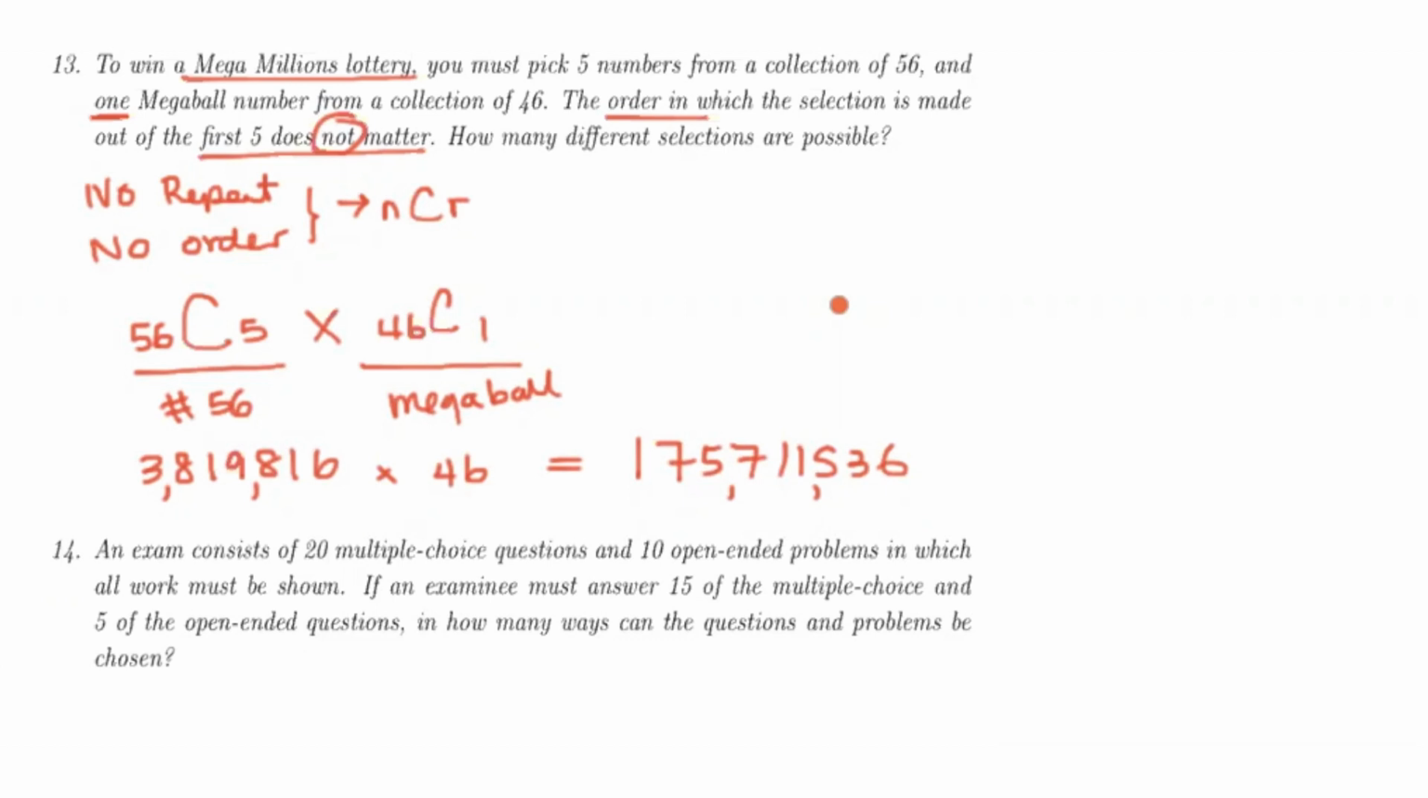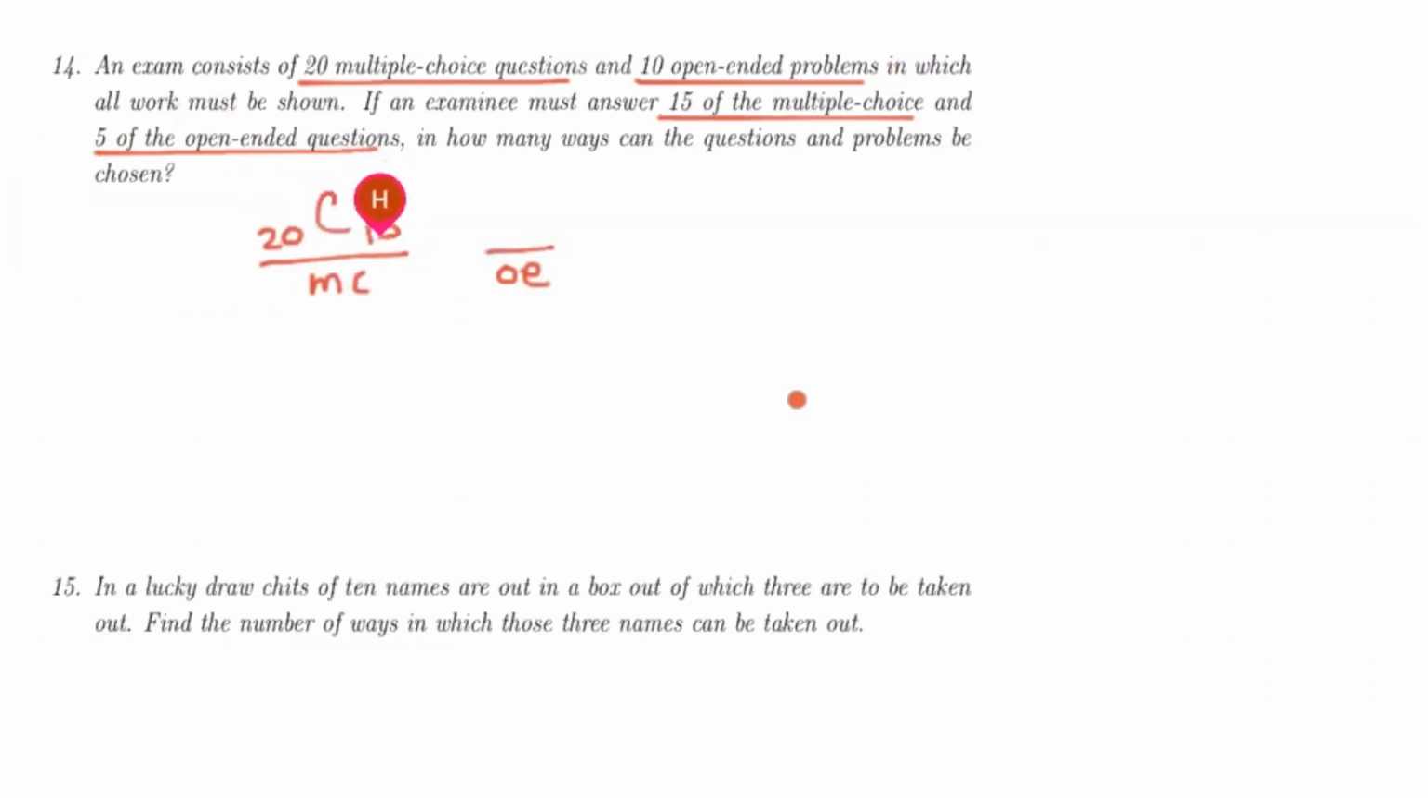All right, let's move to number 14. Any question on number 13? No question. Okay, let's move to 14. The exam consists of 20 multiple choice questions, 10 open-ended. You answered 15 of the multiple choice, 5 of the open-ended. This is similar to what Tyler did a few questions ago. So there are 2 groups. Here are the multiple choice questions, here are the open-ended. And order does not matter. So it's a combination. Of 20, we pick 15 questions. And we have 10 open-ended, we pick 5 of those. You multiply.